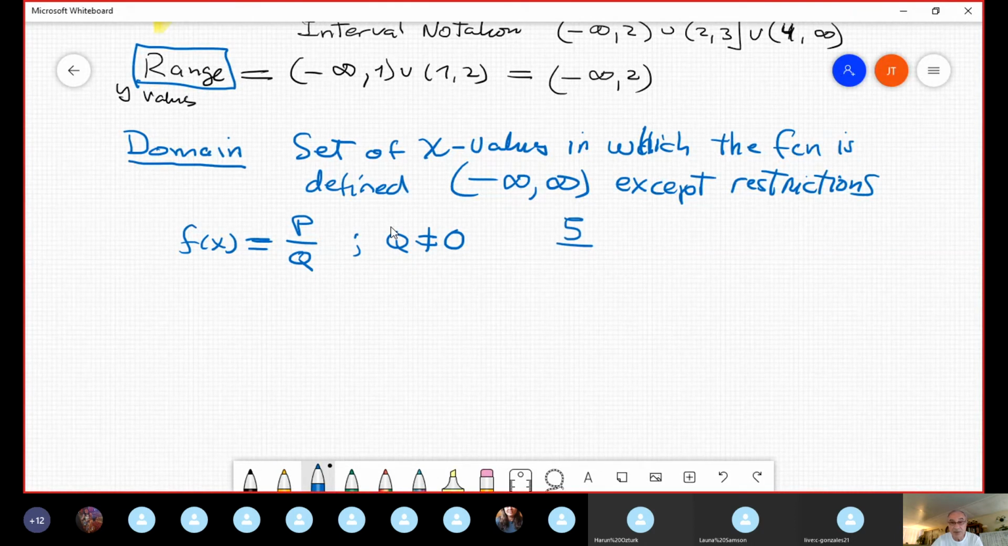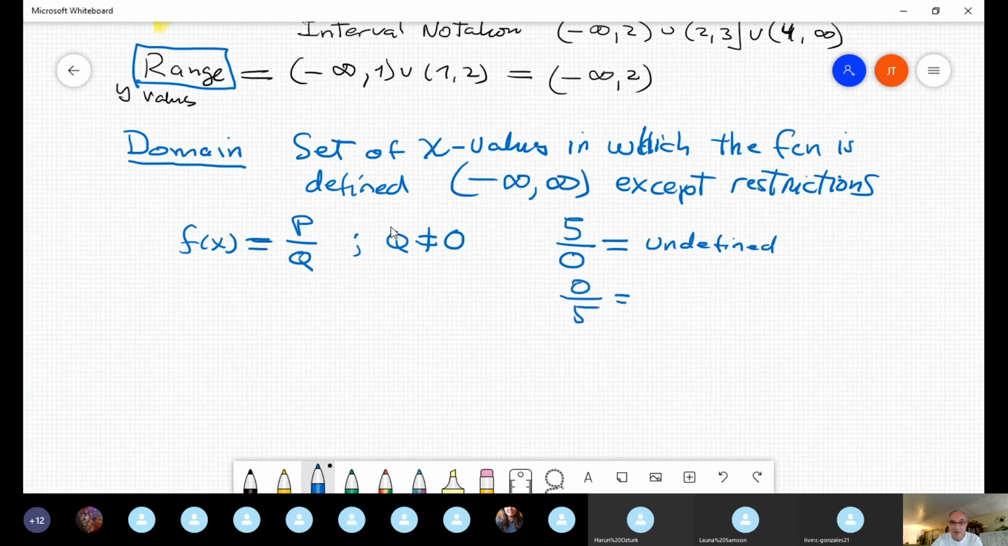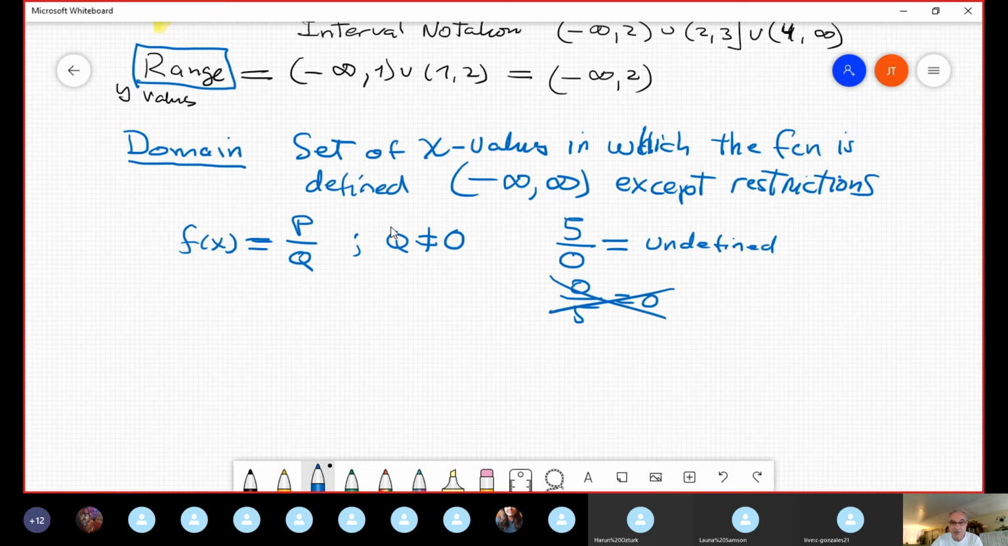So 5 divided by 0 is a totally illegal division, it's undefined. 0 divided by 5, okay, it's 0. But division by 0 is impossible. And this is one possibility of being undefined: division by 0. It's my first possibility.